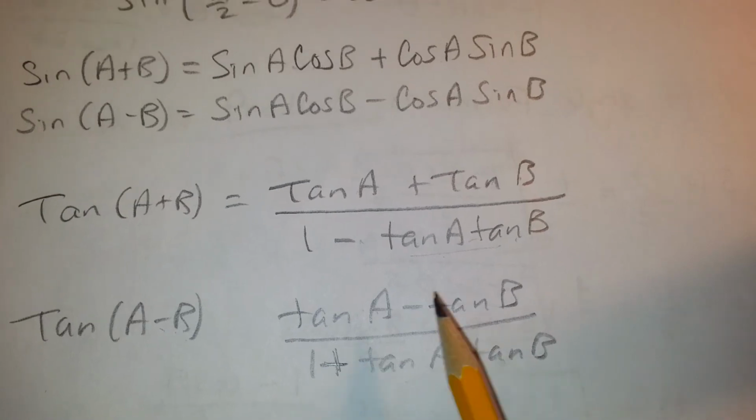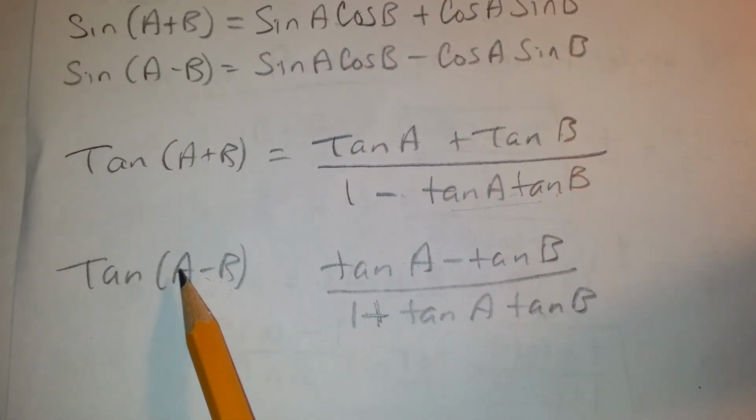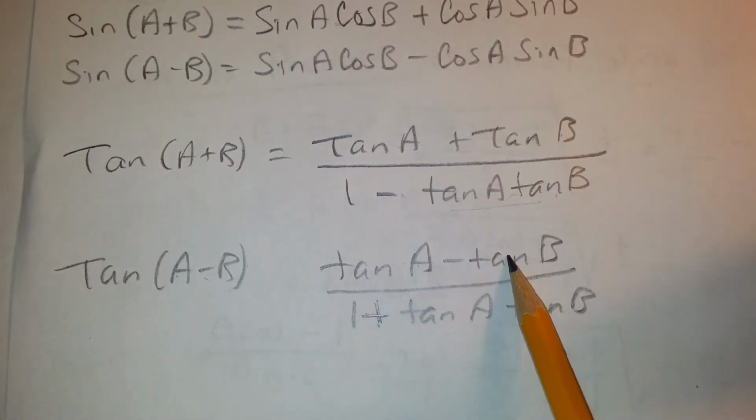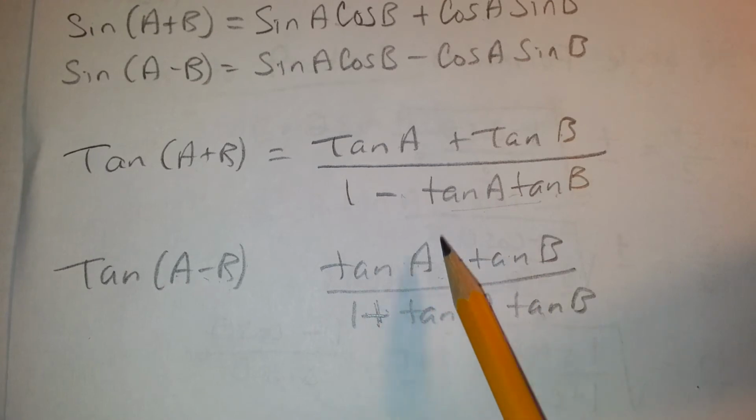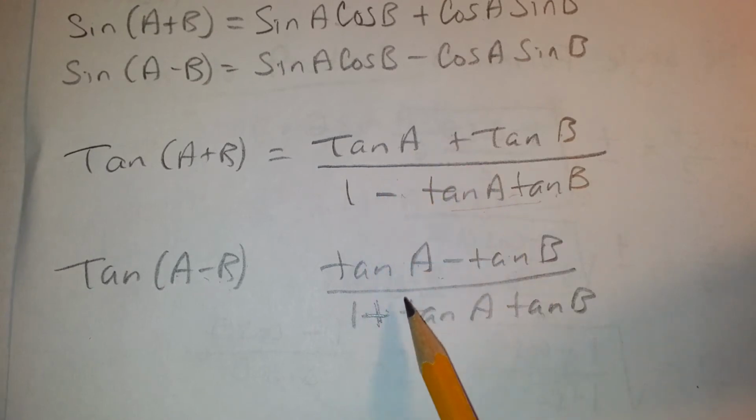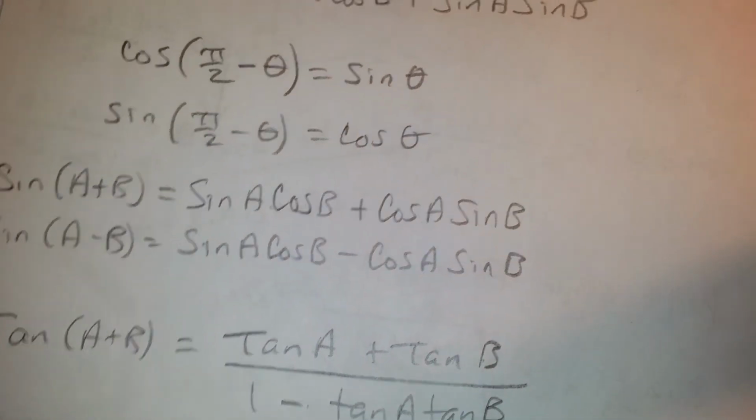The reason I know that is if this part here is minus, this matches tan A minus B. The sign in the denominator is always opposite the sign in the numerator. See, plus, minus, minus, plus, okay? Good. I usually have a mistake here or two.